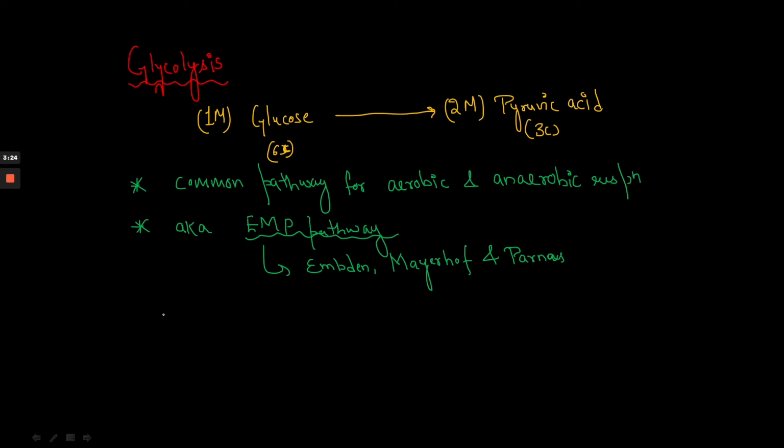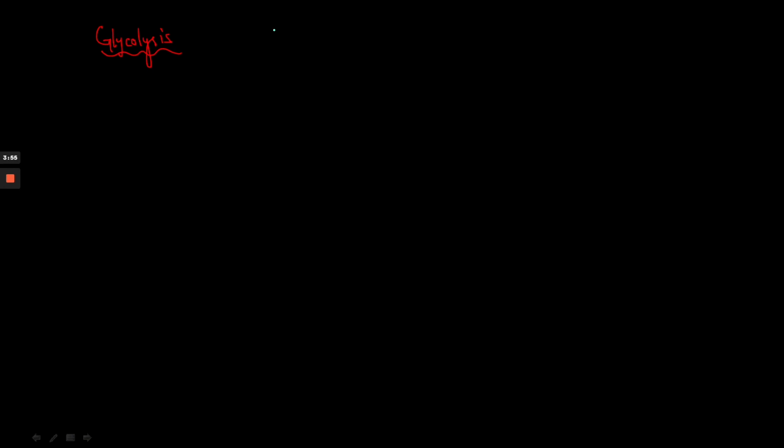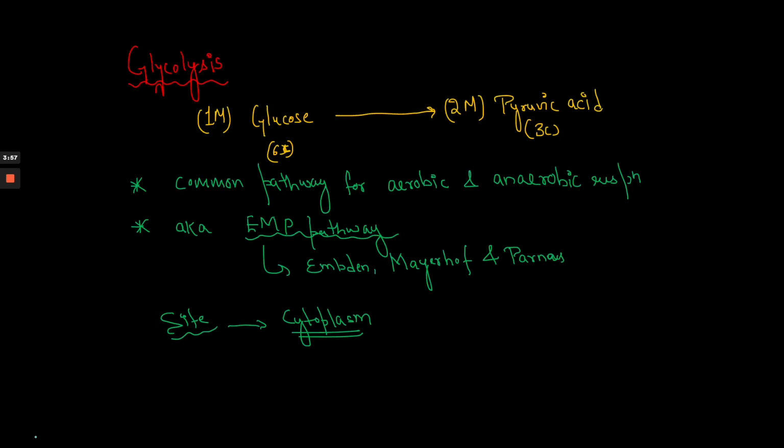Okay. Now, what is the site of glycolysis? The site for glycolysis is the cytoplasm. It occurs in the cytoplasm of the cell. Now, let us start with the glycolysis process, and as I have told you, it is not a single step process. It is going to occur in around 10 steps. So let us start. The glycolysis process is a process in which glucose is going to get converted into pyruvic acid.